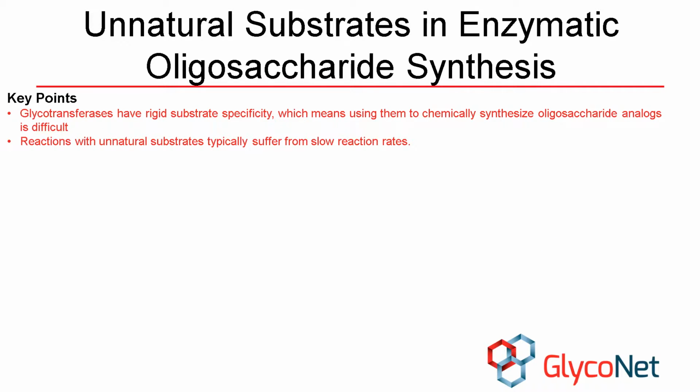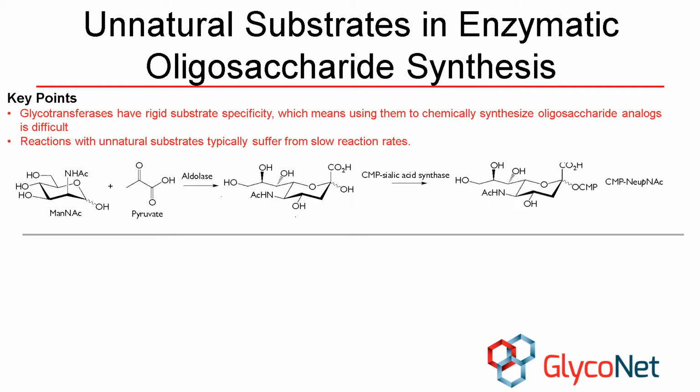The rigid substrate specificity has generally inhibited attempts to use unnatural substrates in glycosyltransferase reactions. This makes synthesizing analogs of oligosaccharides difficult. Many enzymes that recognize unnatural substrates suffer from very slow reaction rates. However, an example of successful integration of unnatural substrates is in the use of sialyltransferases.